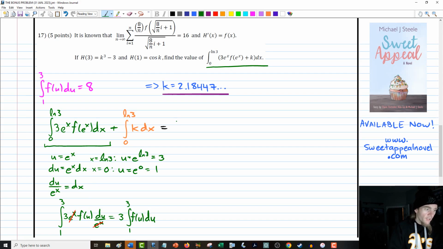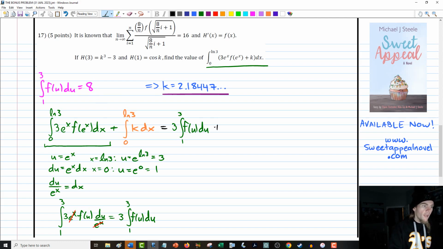Now, if you're getting a little bit of deja vu, that's honestly good, because this is a familiar thing. In fact, it's written in pink just a few lines up above where I'm working right now. We know the value of the integral from 1 to 3 of f of u du. It's equal to 8. So we'll take advantage of that in just a second.